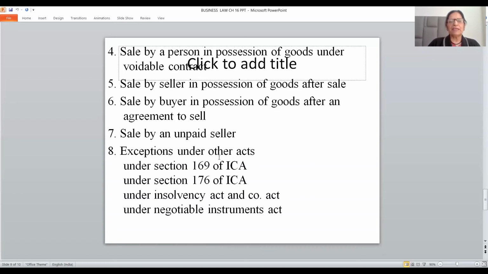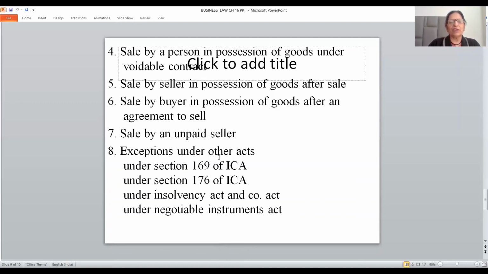Then exceptions under other acts. Other acts are the ICA, Indian Contract Act, Companies Act, Insolvency Act, or Negotiable Instruments Act 1881. Section 169 of ICA deals with the finder of goods. Sections 169 and 176 deal with, one with the pledge of goods, the other with the finder of goods. If the pledger has pledged his goods with the pledgee and he has not paid the amount on the due date, then the pledgee is not the owner, but he has a right. He can sell the goods in the market and realize his amount of debt.